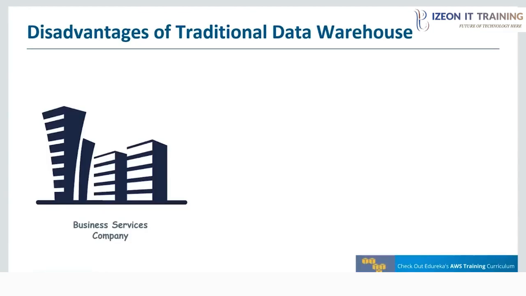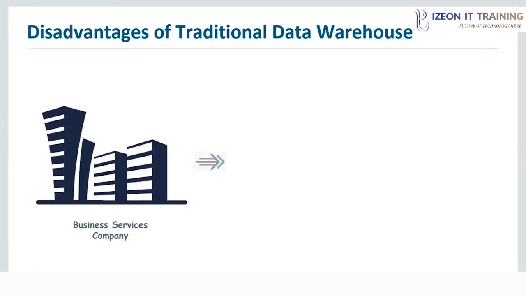Moving on to the disadvantages of the traditional data warehouse concept, there is this leading US business service company. And this company is running a commercial enterprise data warehouse. This data warehouse has data coming from different sources across different regions. The first problem that this company faced was when it was setting up a traditional data warehouse. As we discussed earlier, the architecture of a traditional data warehouse is not very simple.